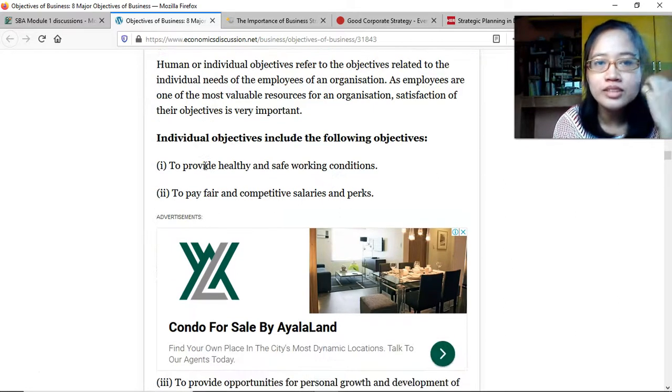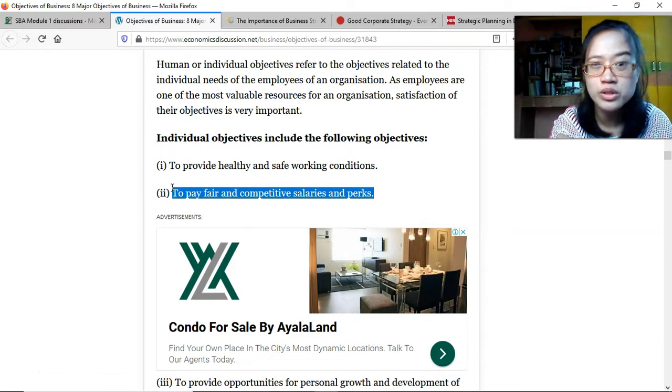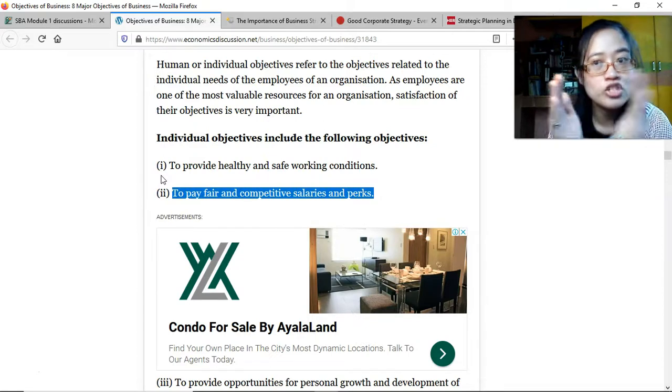Okay? Individual objectives include the following: healthy and safe working conditions, okay, fair and competitive salaries and perks. Pero sometimes this is nakadepende rin sa individual how they're going to look at the fairness. Kasi minsan they're forgetting, again, salary supposed to be confidential, and then of course, although merong mga salary schemes sa mga businesses, let's say for this position, ang starting salary mo is this one, and then if you have experience, pwede siyang tumaas pa, diba?